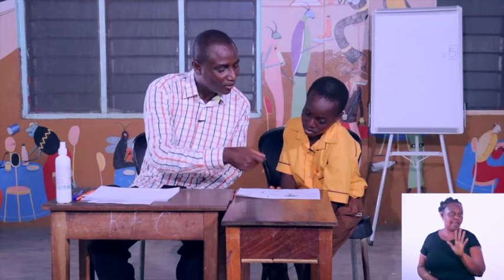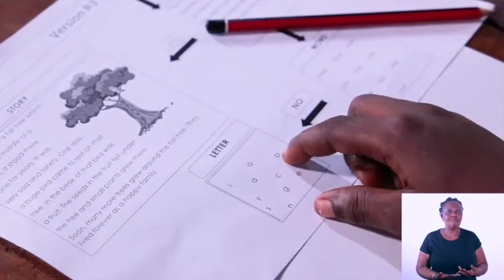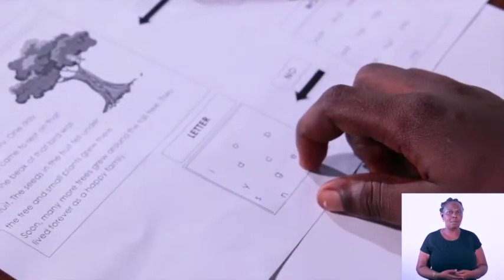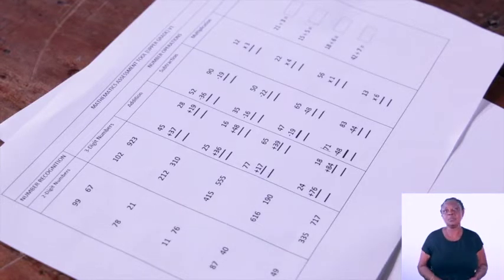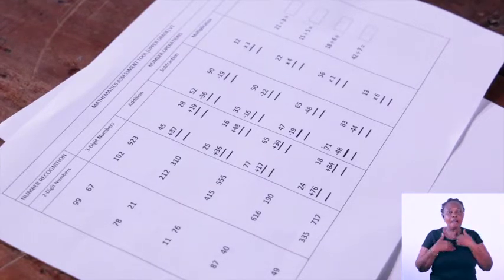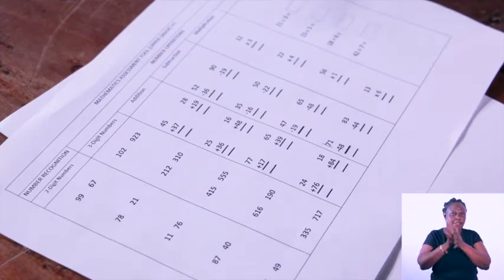Okay. Come over here to the letters. Select any five and then mention the sound that the letters make. Thank you. Now we'll go to the mathematics. Okay? Over here we have 2-digit numbers. Point to any five of them and mention the number names.